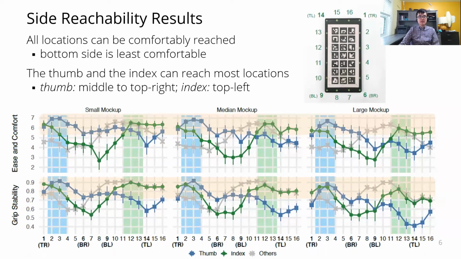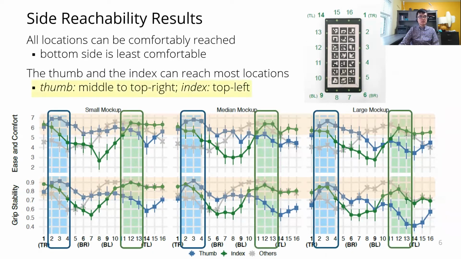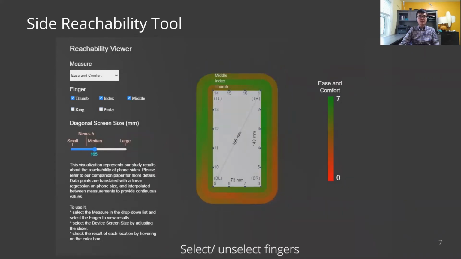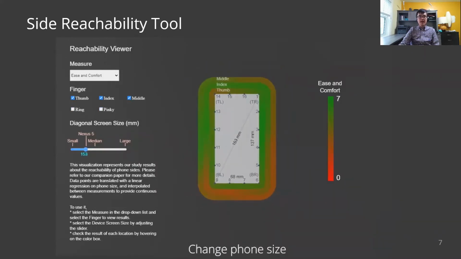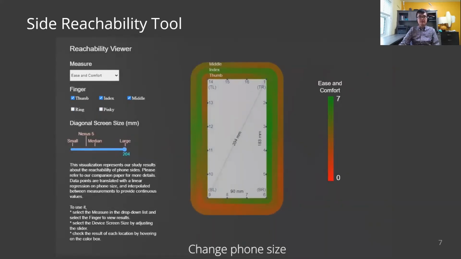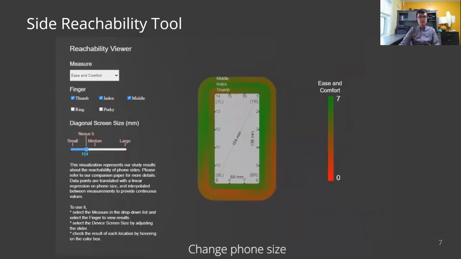Thumb and index fingers can reach most side locations, especially the middle to top right for the thumb and the top left for the index finger. We then use this area for the following experiments. To make our results accessible to designers, we created an interactive reachability viewer showing interpolated measures for each finger on any device size between our small and large mockups. Designers can hover to view the scores, and select measures, fingers, and phone size to check the corresponding results.